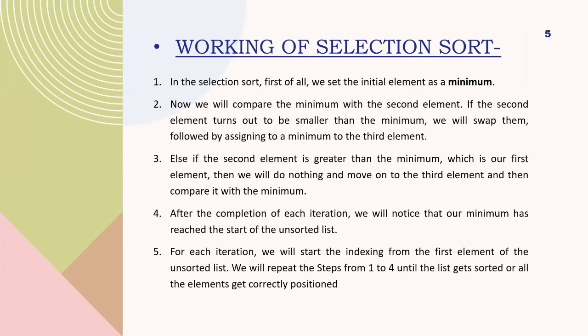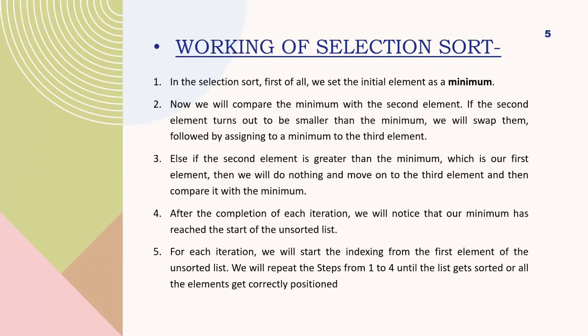Coming to the working procedure of this selection sort. In the selection sort, first of all, we set the initial element as the minimum. Now we will compare the minimum with the second element. As I said, the second element is j and the minimum element is i. If the second element turns out to be smaller than the minimum, we will swap them, followed by assigning the minimum to the third element. Else, if the second element is greater than the minimum, which is our first element, then we will do nothing and move on to the third element and then compare it with the minimum.